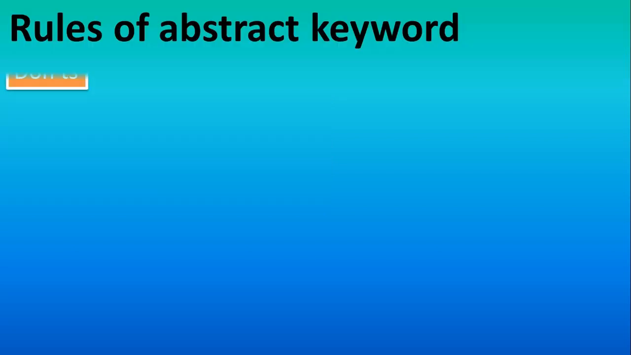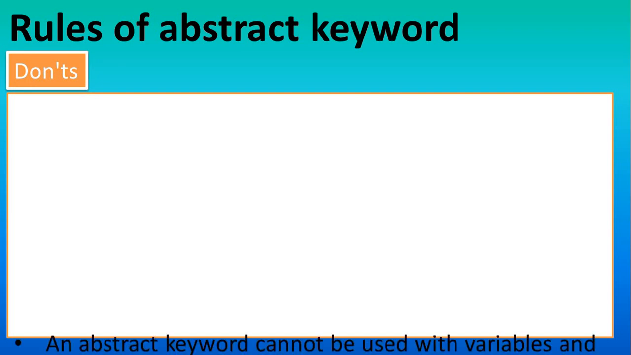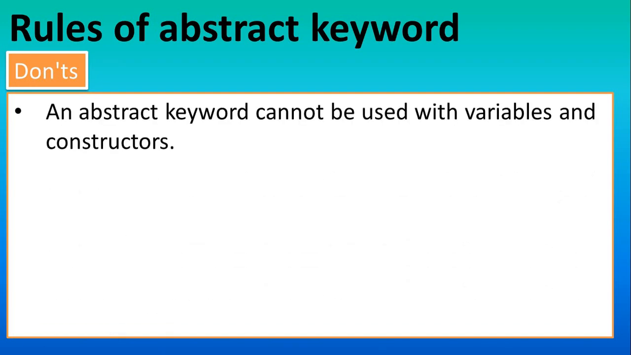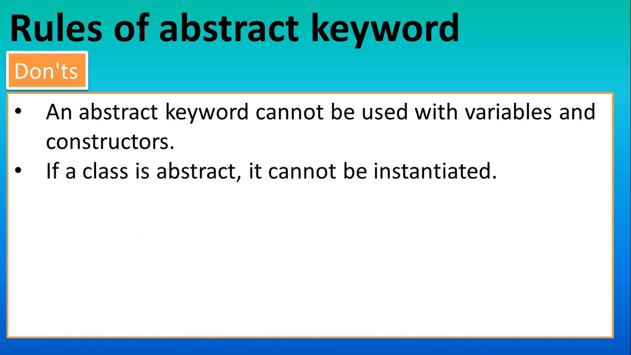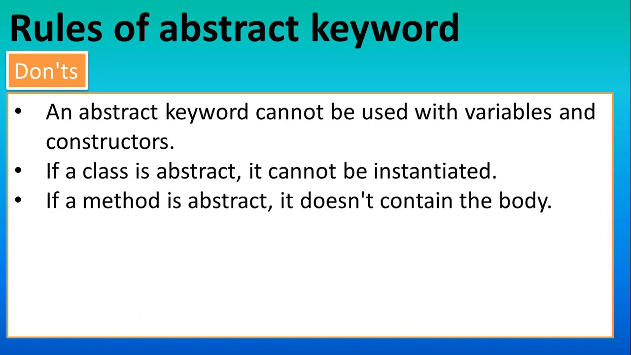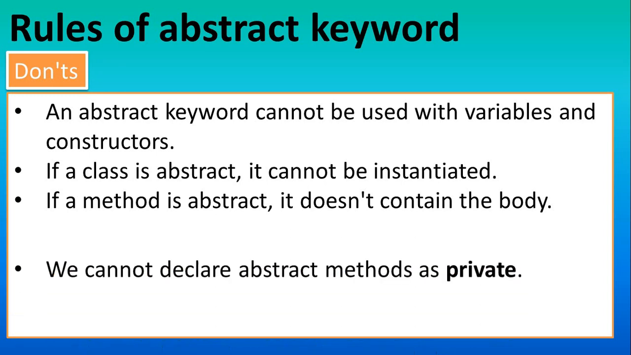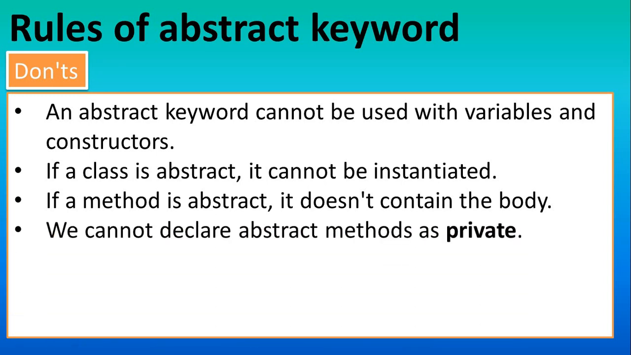So here are some important rules about what we can't do in an abstract class. First, the abstract keyword cannot be used with a variable or constructor. If the class is abstract, it cannot be instantiated, which means we cannot create an object of an abstract class. If a method is abstract, it doesn't contain a body, as we already discussed. We cannot declare an abstract method as private because the abstract method has to be used in the derived class. If you use a private access specifier, it means your method is well protected. That's why we cannot declare an abstract method as private.